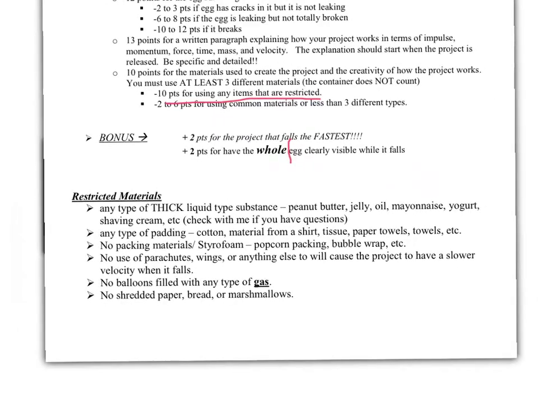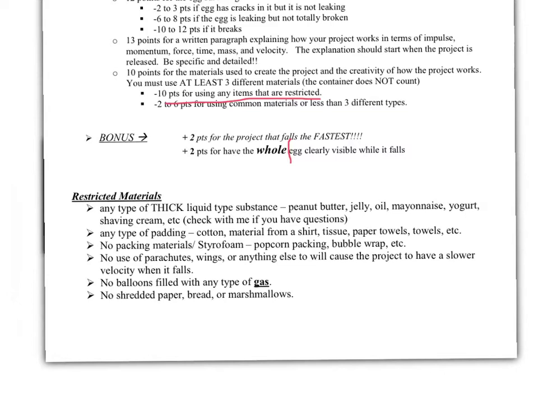Notice the next type here, we say any type of padding, cotton material from shirt, tissue, paper towels. You see, the first two are the typical. You stick an egg in a jar of peanut butter or jelly. You surround an egg with a bunch of cotton balls or paper towels. That's something that you could have done when you were in 5th or 6th grade, probably, or maybe even younger, and made your egg survive. So you need to be unique in how you're making this product.